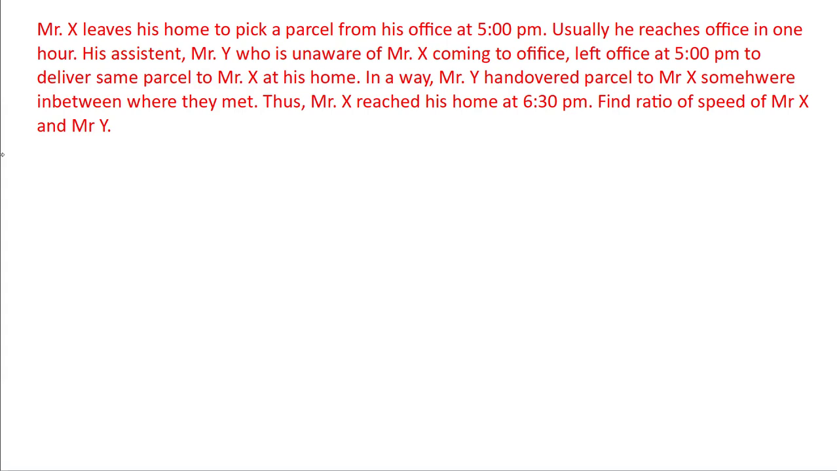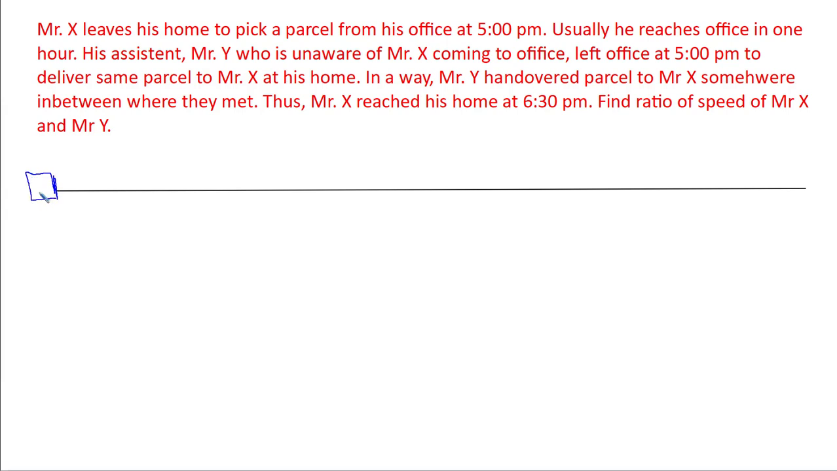Find the ratio of the speed of Mr. X and Mr. Y. Okay everyone, let's read this question carefully and try to represent this situation in a diagram. Let's say this is the home of Mr. X and this is the office of Mr. X. X is going to start from home at 5 o'clock. Y is also going to start from the office at the same time, 5 o'clock. Now look here, X will travel like this.